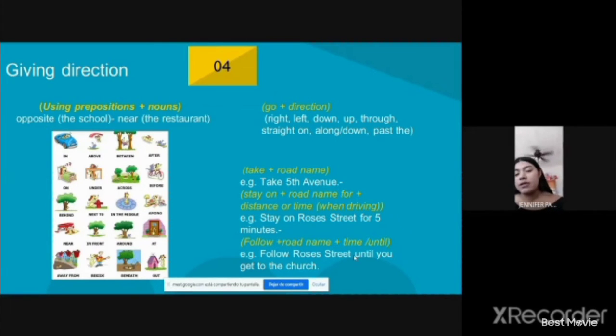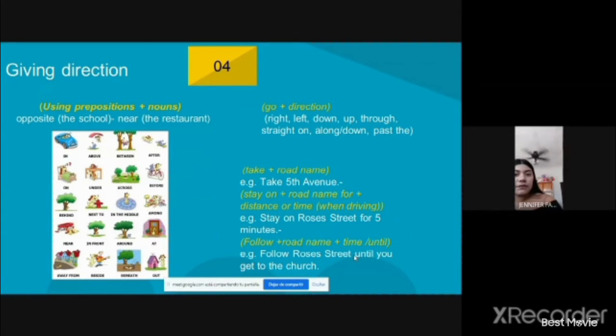Also, we have other formulas like go plus direction. The directions can be right, left, down, up, through, straight on, along, past. So as I mentioned, also there's a lot of directions. So these are the basics. So we're gonna use it like, for example, go right, go up the street. So that's the way you use that formula.